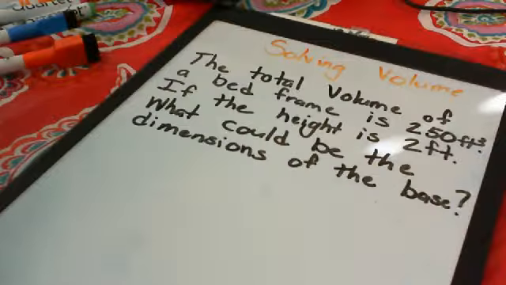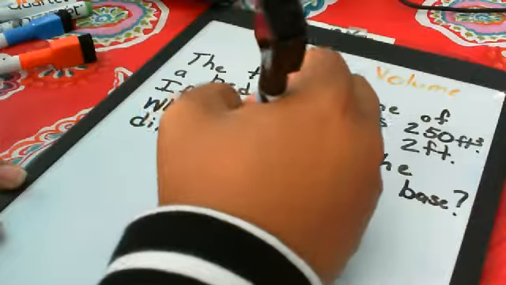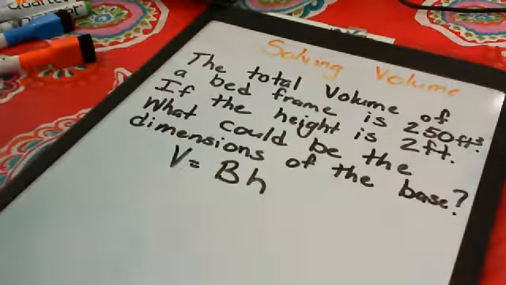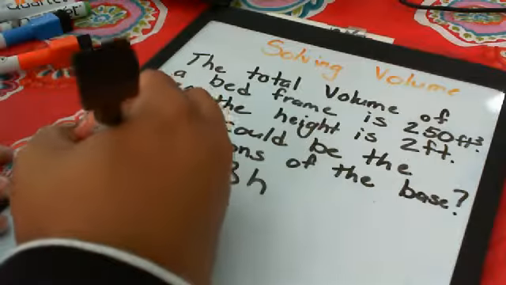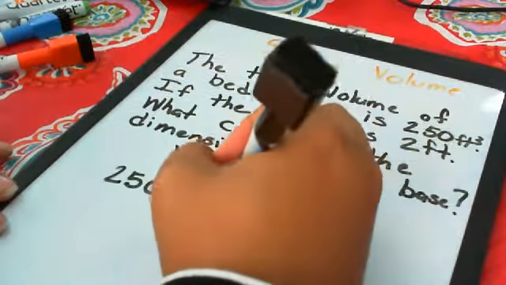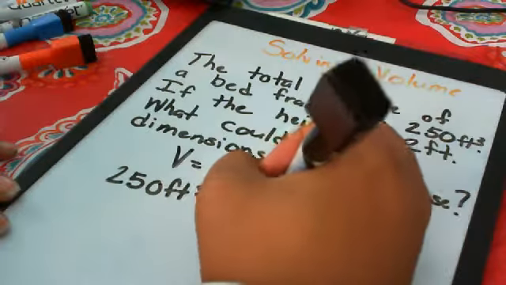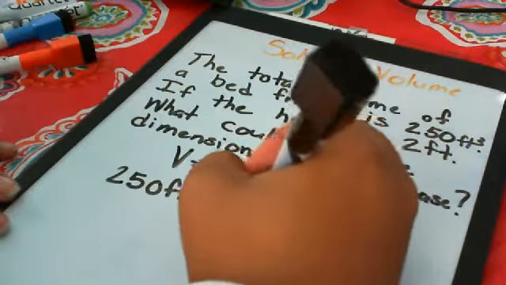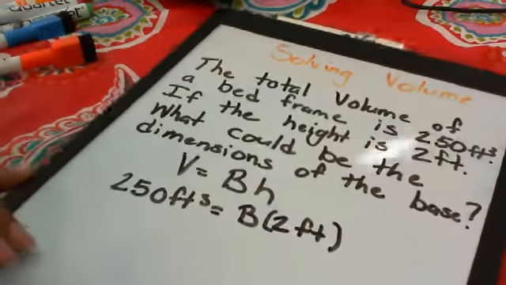So we're going to go back to our volume formula. And looking at this volume formula, what do we have? What are we missing? Okay, so we have our total volume. We're missing our base. And we have our height, which is 2 feet. So that's the first step.